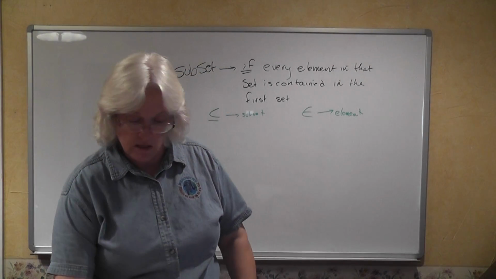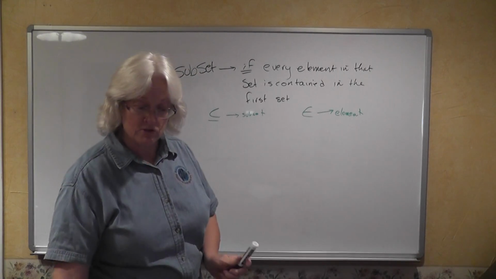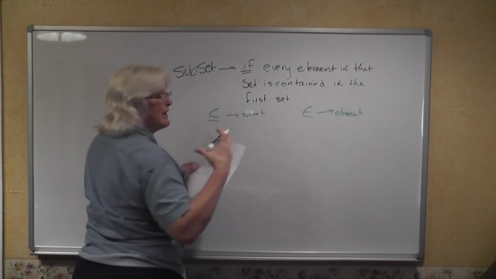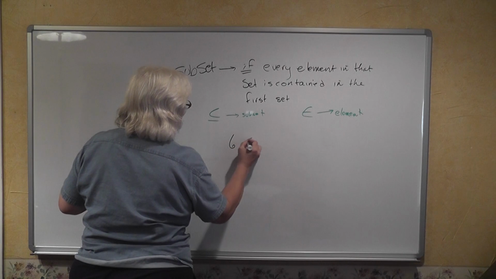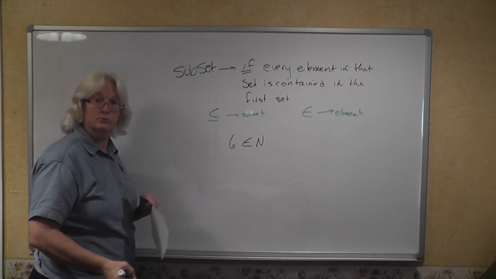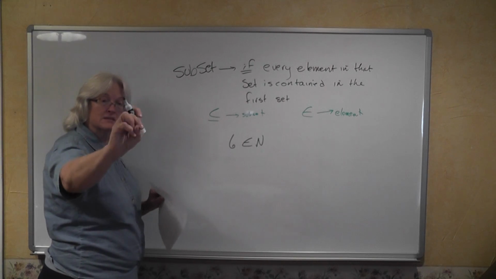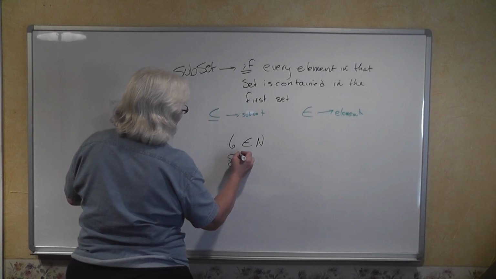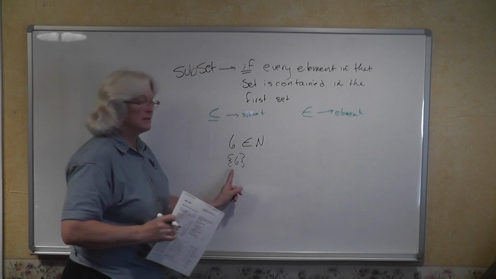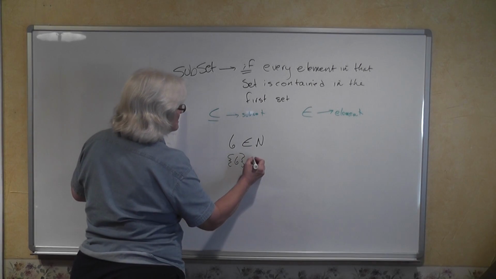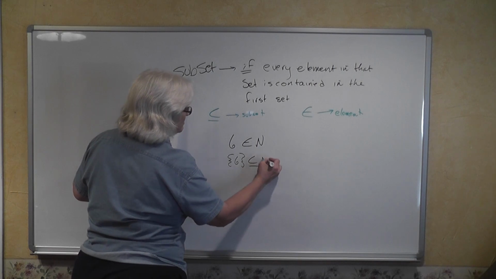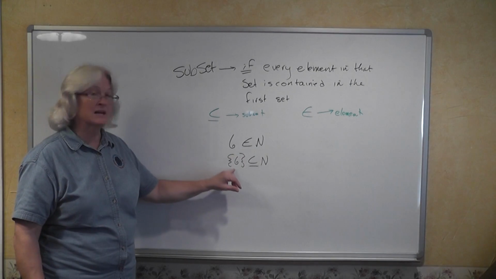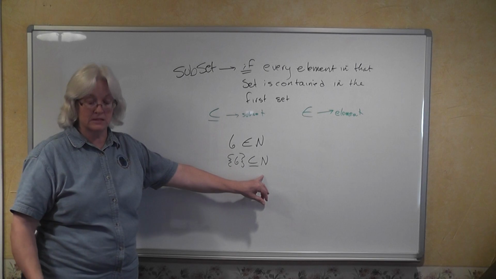Here's some examples of what we're trying to illustrate here. This right here tells us that N is the natural numbers. 6 is an element of the natural numbers. True? It's one of those pieces that's inside the braces, so it's an element of the natural numbers. The set that contains only the element 6 is a subset of the natural numbers. 6 is an element. The set containing the element 6 is a subset.